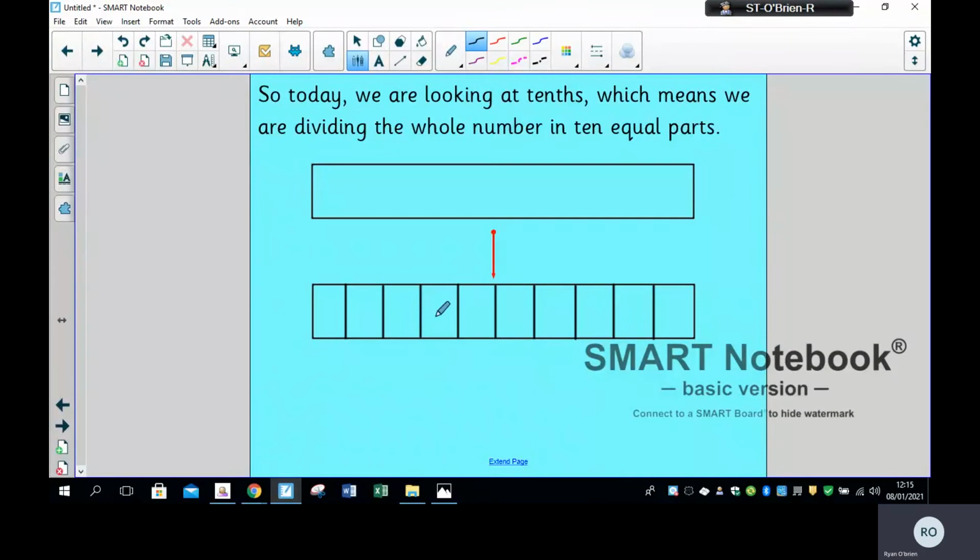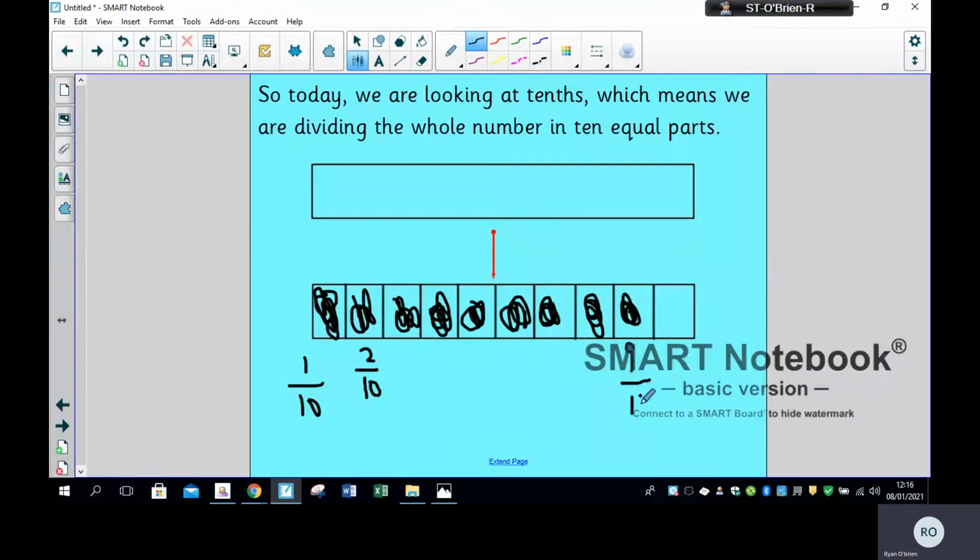So here's the whole. We've split it into 10 parts. So if I just shade that part there, that would be 1 out of 10, 1/10. And then if I shaded 2 parts, it would be 2 out of 10 shaded, so it's 2/10. This would be 3/10, 4/10, 5/10, 6/10, 7/10, 8/10, 9/10. So that'd be 9/10. Hope you can see it past that. And then if we do our 10th one here, this would be 10/10.